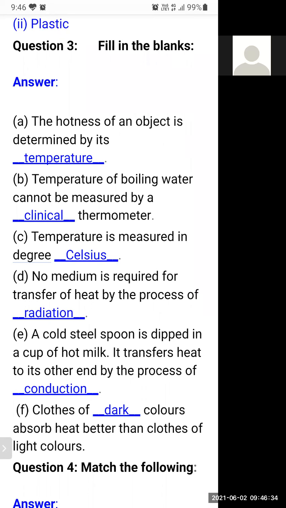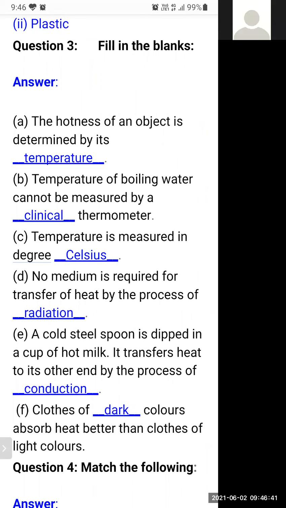D part, no medium is required for transfer of heat by the process of dash. No medium is required. Yes, student. We have discussed three types of heat transfer: conduction, convection, and radiation. For conduction, a medium is required. Conduction takes place in solids. For convection, a medium is required. Convection takes place in liquids and gases. But what about radiation? For radiation, no medium is required.